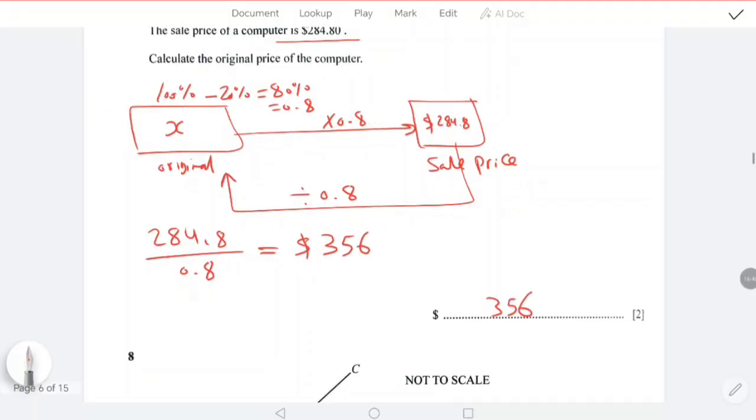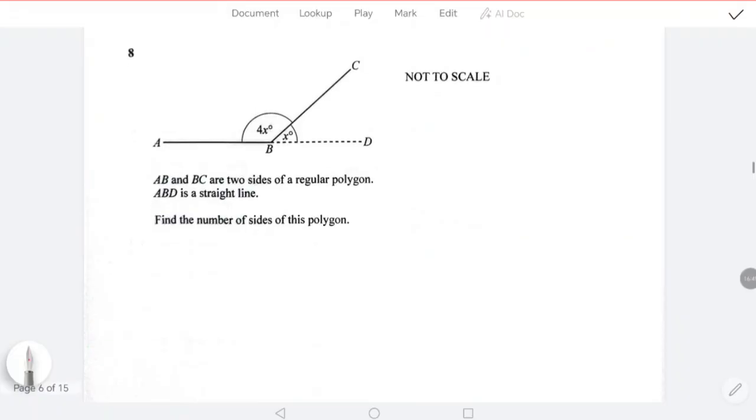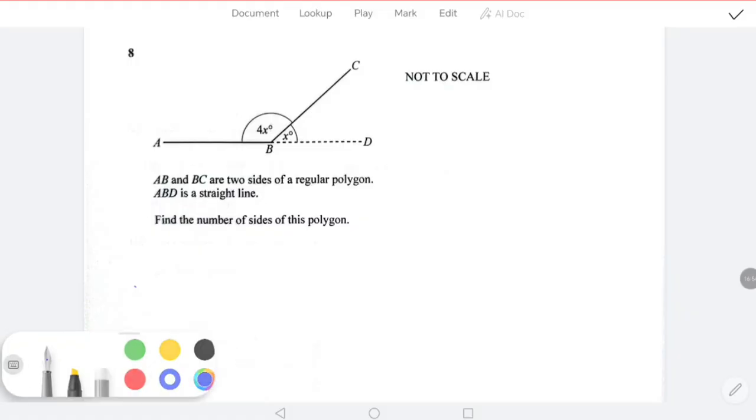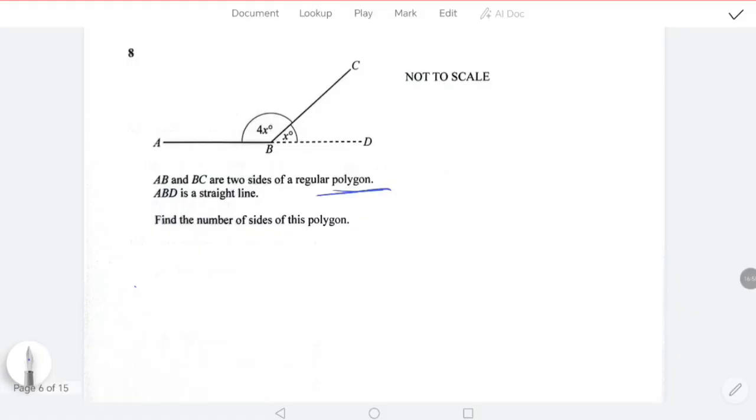Okay, question 8. Question 8, it's about the polygons. Okay, so this one is the interior angle. Very clear that this one is the interior angle, and this one the exterior angle. Okay, we know anyway that the interior angle plus the exterior angle equals 180 degrees. So if we have that 4x plus x equals 180 degrees, right?